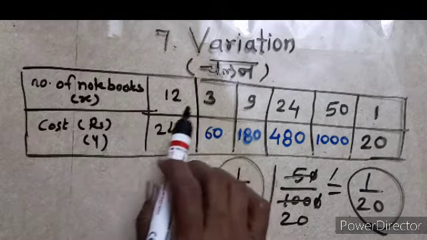When one number increases then the other number increases in the same proportion and this is called direct variation.